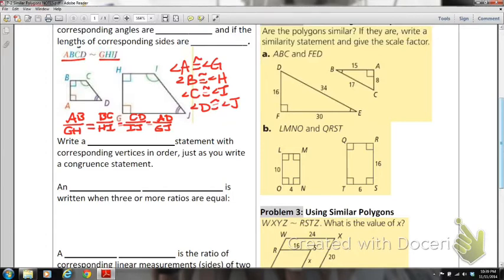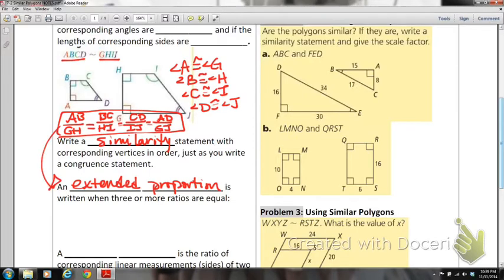So we can write a similarity statement with corresponding vertices in order, just as you write a congruent statement. And we'll write an extended proportion when we have three or more ratios that are equal. And instead of writing that again, this is the extended proportion here. Where in this example we had a quadrilateral, so we had four ratios that were equal to each other to form the extended proportion.